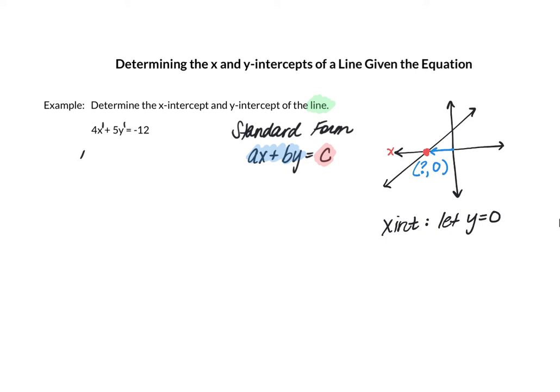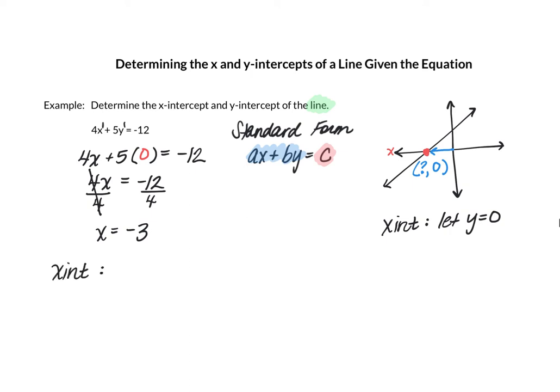So let's go ahead and do that. We have 4x plus 5y, but again, we're going to substitute 0 in for y, so that'll be 5 times 0 is equal to negative 12. Then all we have to do is solve for x. We know that 5 times 0 is just 0, so we have 4x equals negative 12. We divide both sides by 4. We're using that inverse operation of multiplication, which is division. So if we divide both sides by 4, we have x is equal to negative 3. So the x-intercept is negative 3.